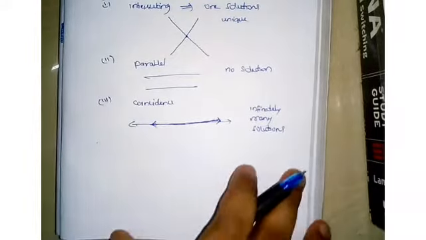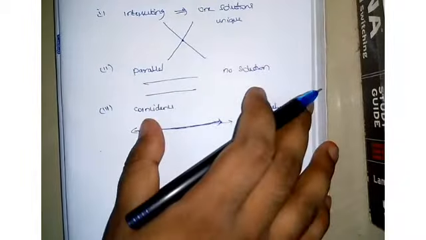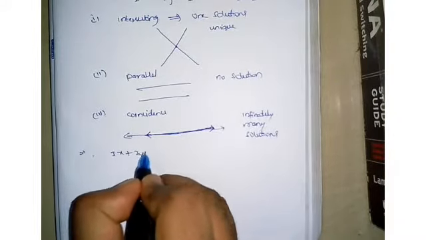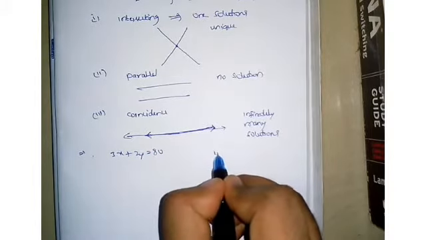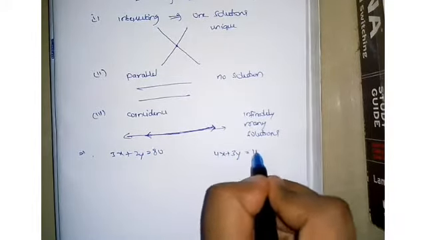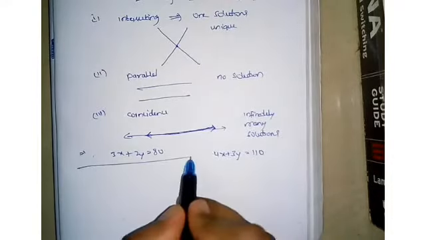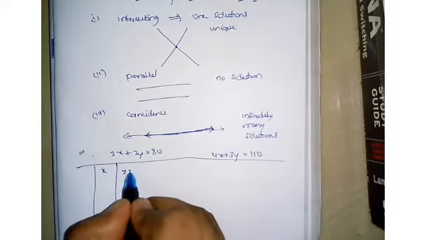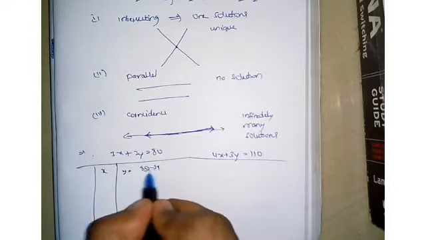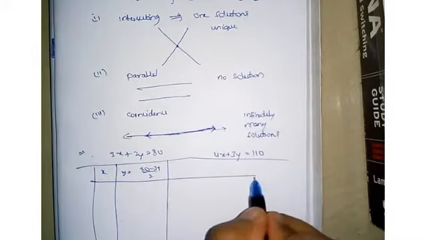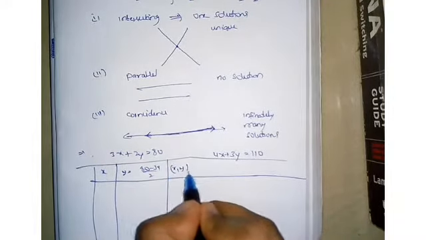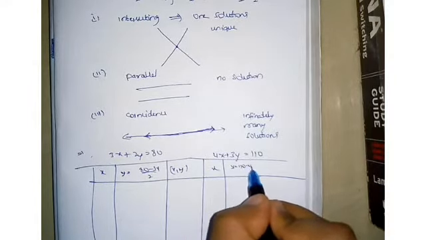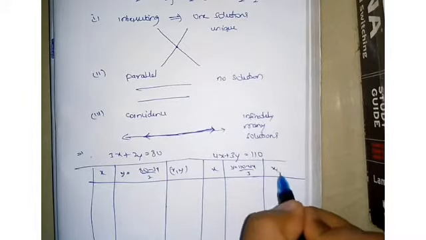So let's solve this first example. Let's take notebook as x. So 3x plus 2y is equal to 80 is one equation, and 4x plus 3y is equal to 110 is another equation. So let's form a table with x, y, where y is equal to 80 minus 3x by 2, and x comma y. For this also, y is equal to 110 minus 4x by 3, x comma y.